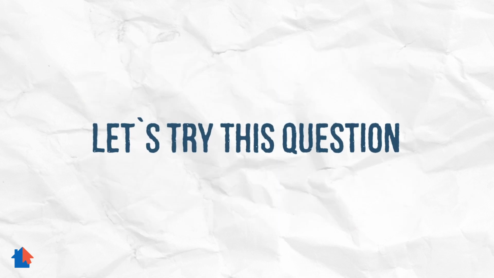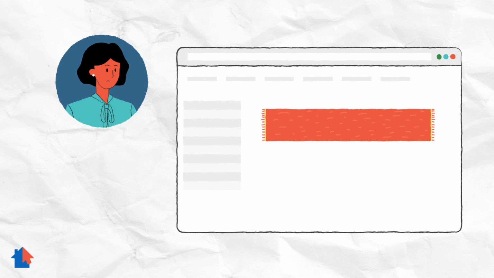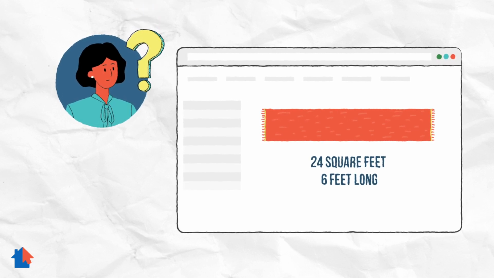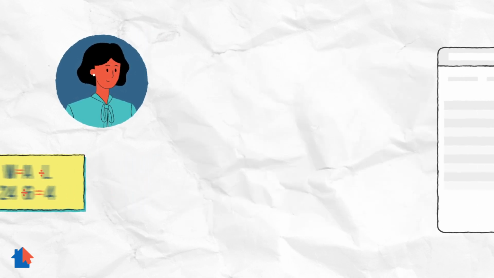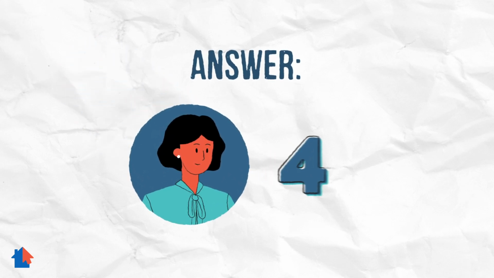Let's try this question. Mrs. Martinez is looking online for a new hallway rug. The website says the rug is 24 square feet, and the description says it is 6 feet long. But will it be too wide? Let's calculate width. Mrs. Martinez knows that she can divide area by the length to find width. W equals A divided by L. So she divides 24 by 6, which is 4. Answer: Mrs. Martinez knows the rug is 4 feet wide.